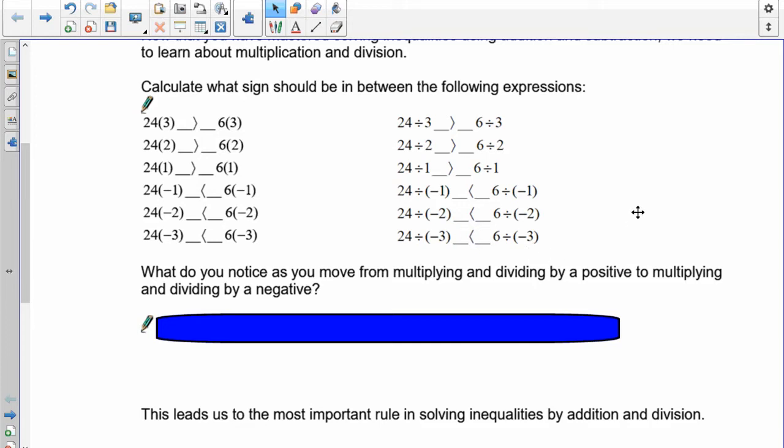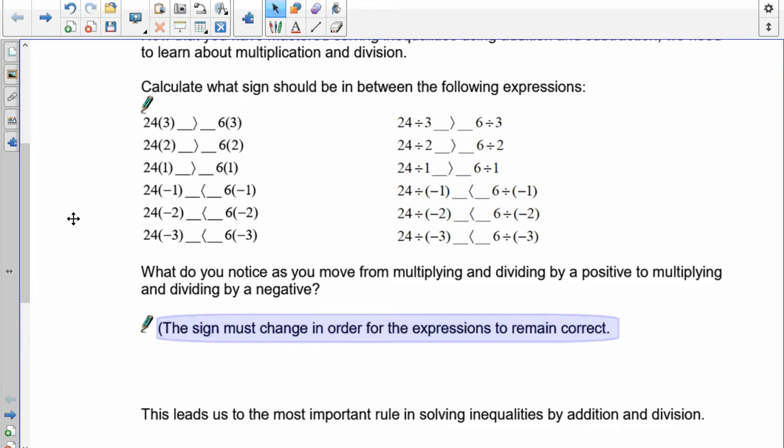So in both cases, when we introduce the multiplication or the division of a negative number, the inequality sign reversed direction. So here is your rule: the sign must change in order for the expression to remain correct if you are dividing or multiplying by a negative.